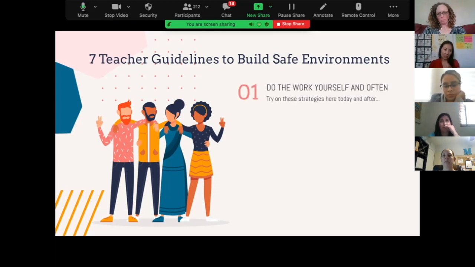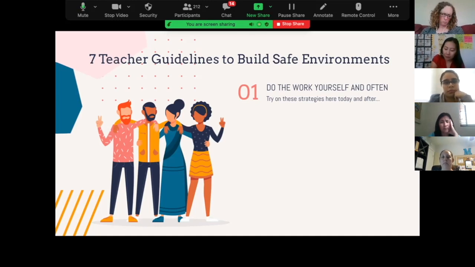So Sarah Ahmed suggests these seven guidelines. The first is to do the work yourself and to do it often. Anything that you are going to try with your kids, try it yourself first. Go through the process first. And we're going to do that with one of our items today.